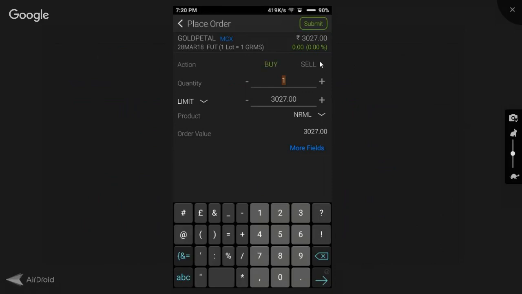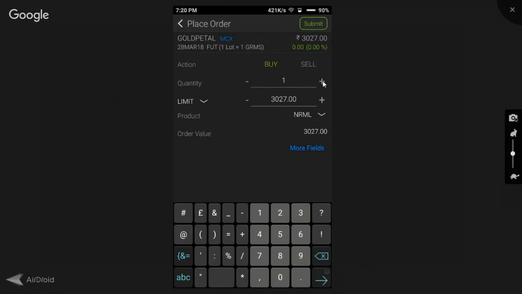Now I see that one lot is only 1 gram. Okay. So if I want to increase the number of lots, okay, I will hit plus. Okay. And if I want to decrease it, I will hit negative. So I want only one.